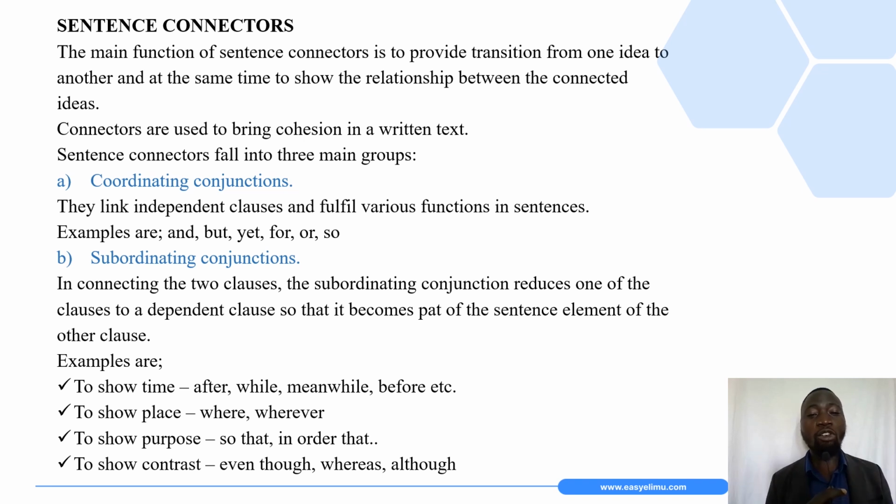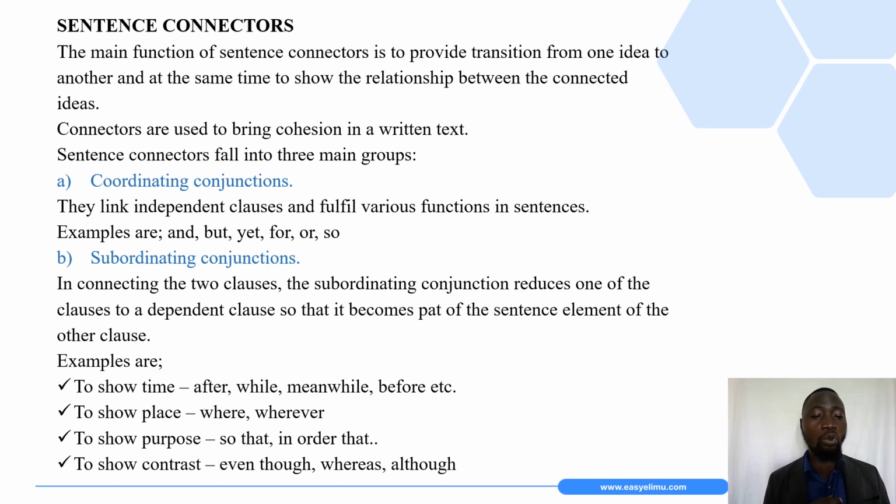So the next category or the next group that we have is the subordinating conjunctions. So in connecting the two clauses, the subordinating conjunction reduces one of the clauses to a dependent clause. So remember, a dependent clause is a clause that cannot stand on its own in a sentence. So I was saying that in connecting the two clauses, the subordinating conjunction reduces one of the clauses to a dependent clause so that it becomes part of the sentence element of the other clause.